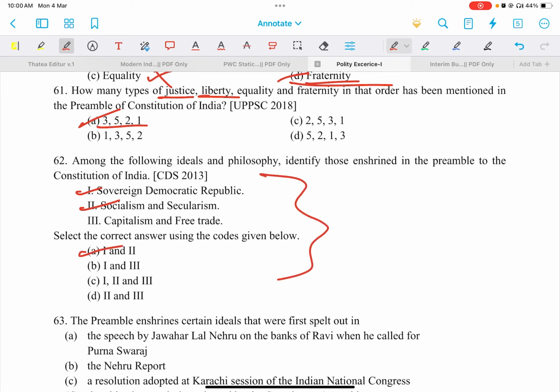In CDS, Combined Defence Services, the answer is 1 and 3. The right answer should be the ideals and philosophy in the Constitution. Capitalism and free trade are not in the preamble. So 1 and 2 is the right answer.